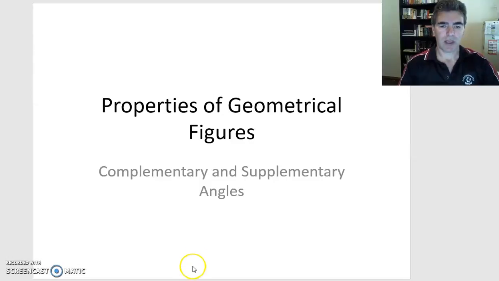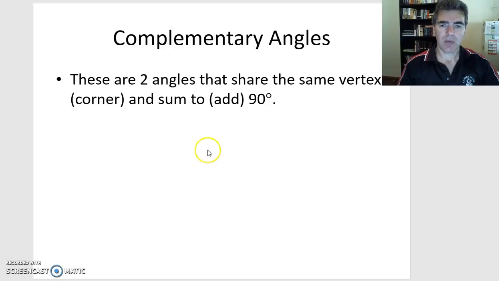Today we're going to have a look at complementary and supplementary angles, what they are and how we can use them. So, a complementary angle, these are two angles that share the same vertex, that's the corner, and they sum, and remember sum means to add, they sum to 90 degrees.